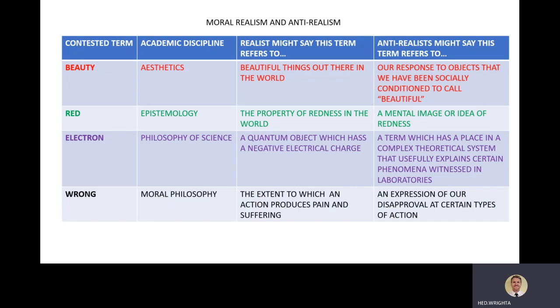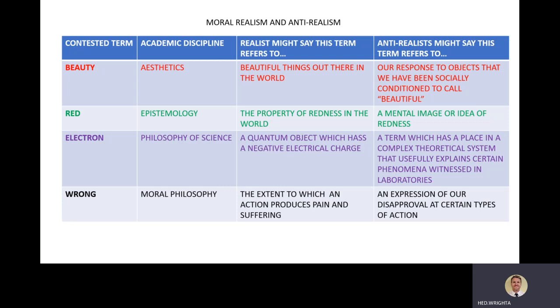Okay, so for example, we have moral realism and anti-realism, and how the realist might respond to different contested terms. I'll give a couple of examples here. You've got beauty, the academic discipline of aesthetics. Now, a realist, when I say this term, refers to beautiful things out there in the world. So for example, Plato would talk about the realm of the forms and that there was a perfect form of beauty which we recognize, and when we see beautiful things in the world, we are able to associate that with the form of beauty.